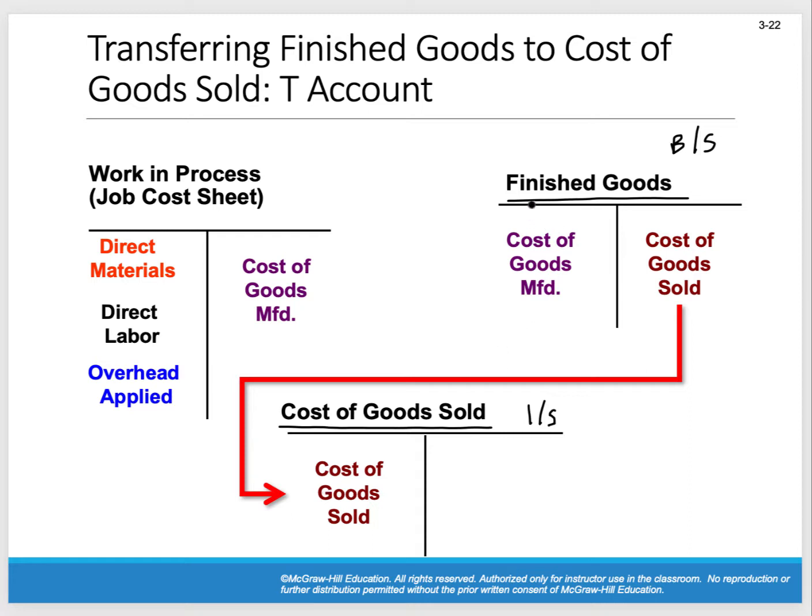Okay? Up here, when they're in the finished goods account, these costs of goods manufactured are not an expense. They're still an asset to us, right? When they sit on the balance sheet like this, we say that they're inventoriable costs. They sit on the balance sheet until we recognize the sale. Once we recognize the sale, we get them off the balance sheet by crediting the finished goods account and debiting the cost of goods sold expense account on the income statement.